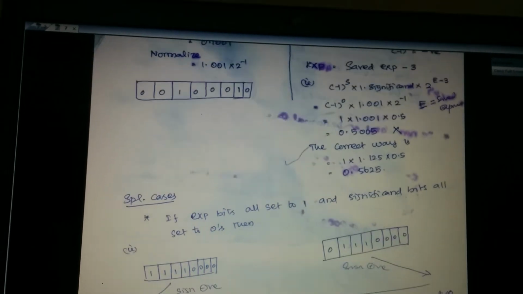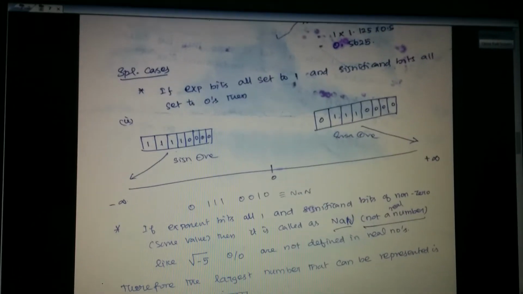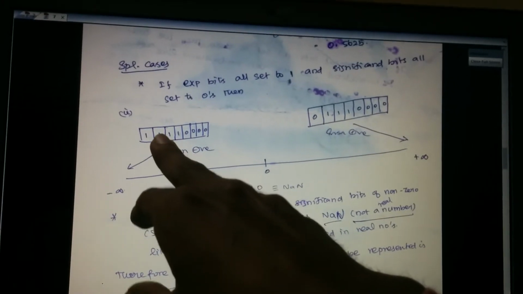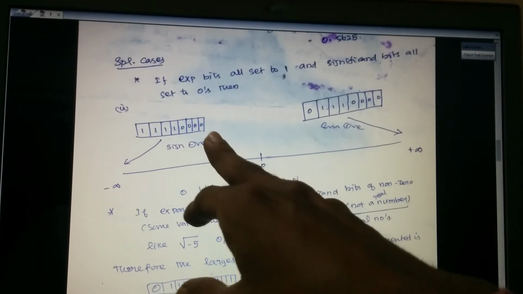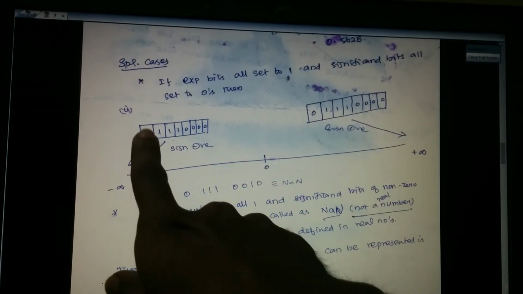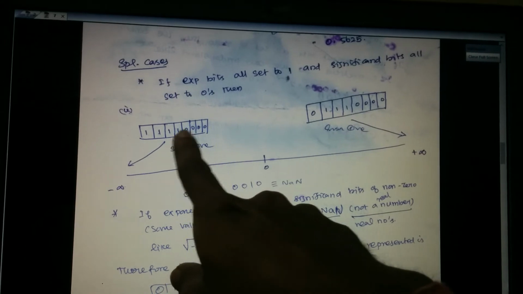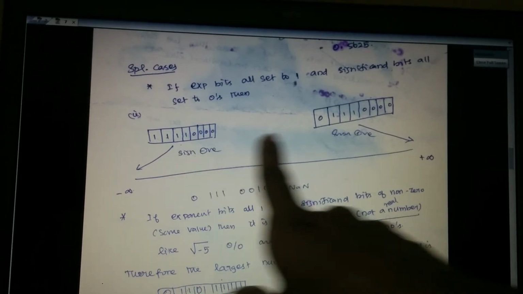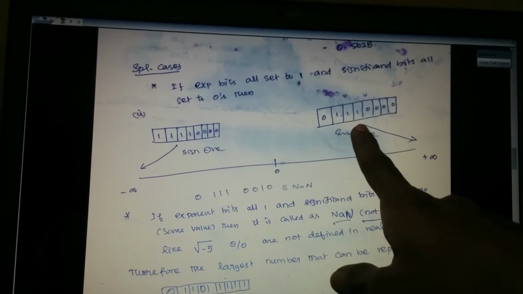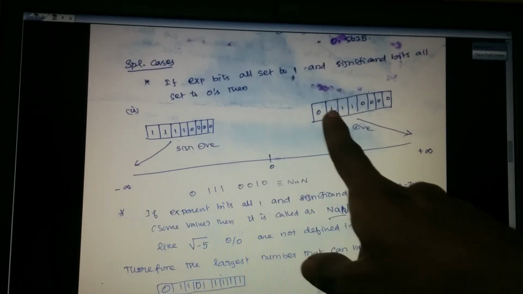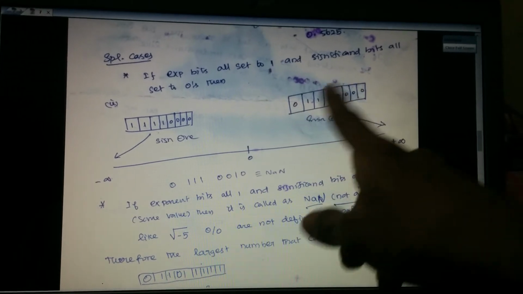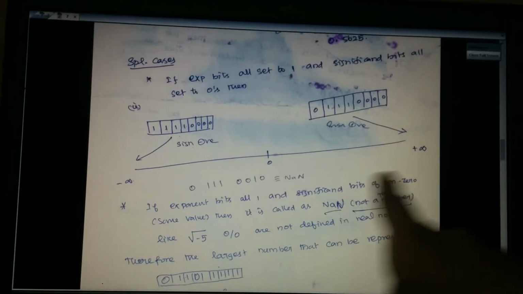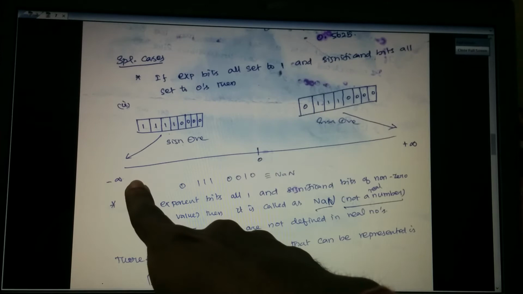Now we have some special cases. Here all the exponent bits are 1, the 3 exponent bits are 1 1 1, and all the significant bits are zeros. Two such cases are possible: all exponents are 1 and all significant bits are 0. Here the sign is 1, and here the sign is 0. Sign 0 we have taken for positive numbers, so this one represents positive infinity, and this one represents negative infinity.